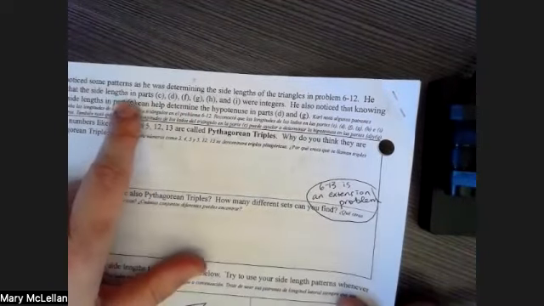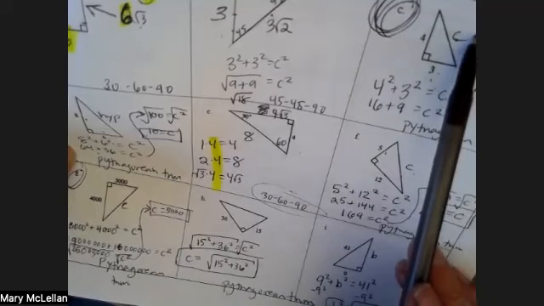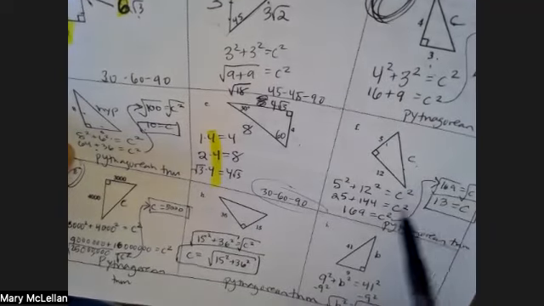Okay, what else did Carl say? Carl also said that parts C, D, F, G, H, and I were integers. All the sides of these triangles were whole numbers. We've got 8, 6, and 10, 4, 3, and 5, 13, 12, and 5, 5,000, 4,000, 3,000. Aha.